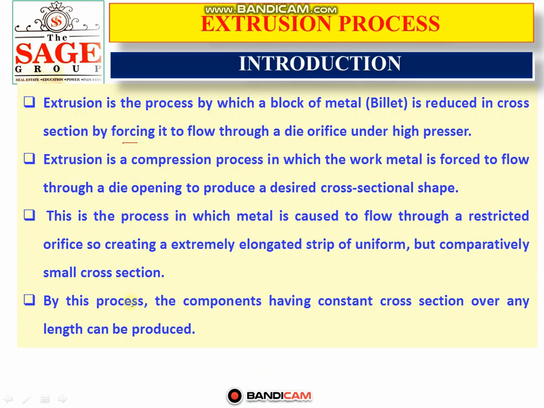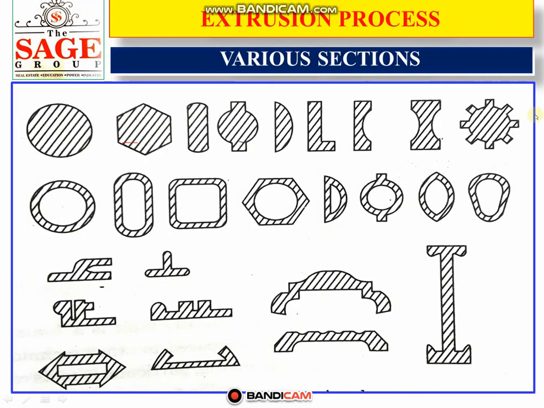And these are the various definitions of the extrusion process. Extrusion is the process by which a block of metal, that is a billet, is reduced in cross section by forcing it to flow through a die orifice under high pressure. These are the other definitions, and these are the various sections that can be manufactured by extrusion processes. Components or parts that require such cross sections can be easily manufactured by the extrusion process. These are the various sections.